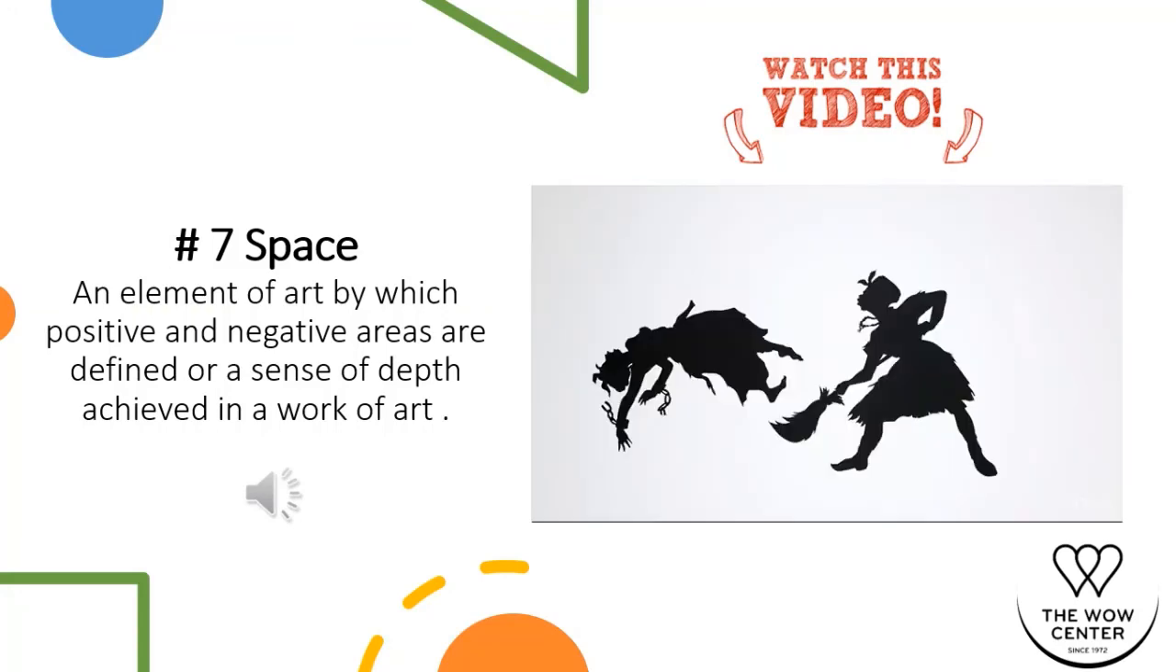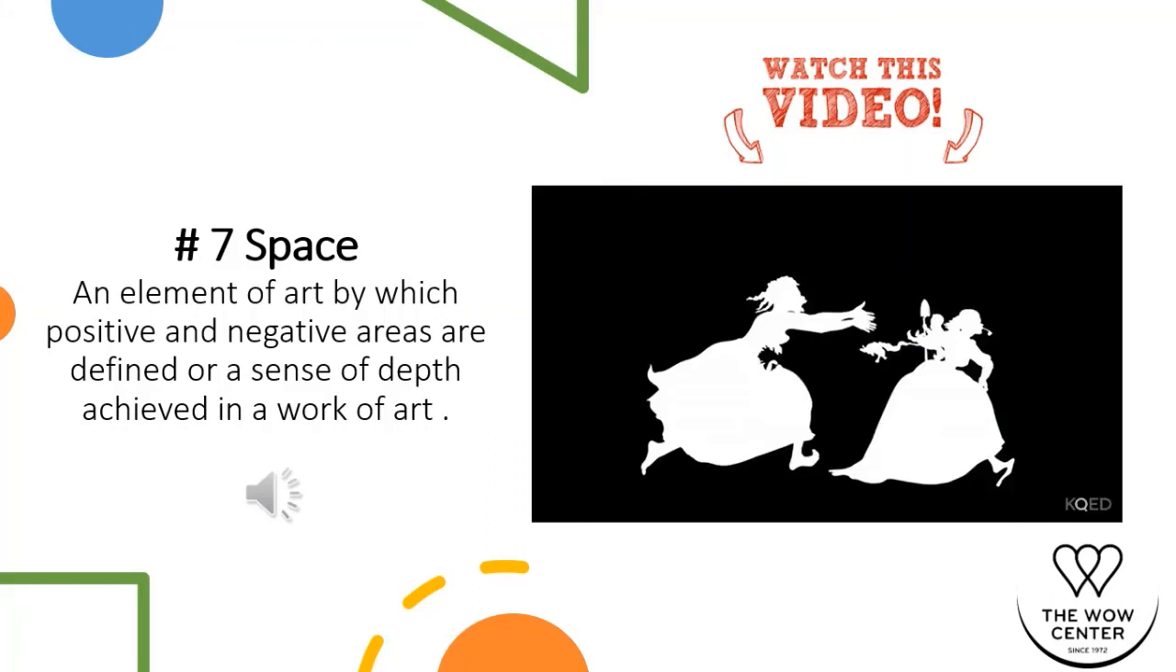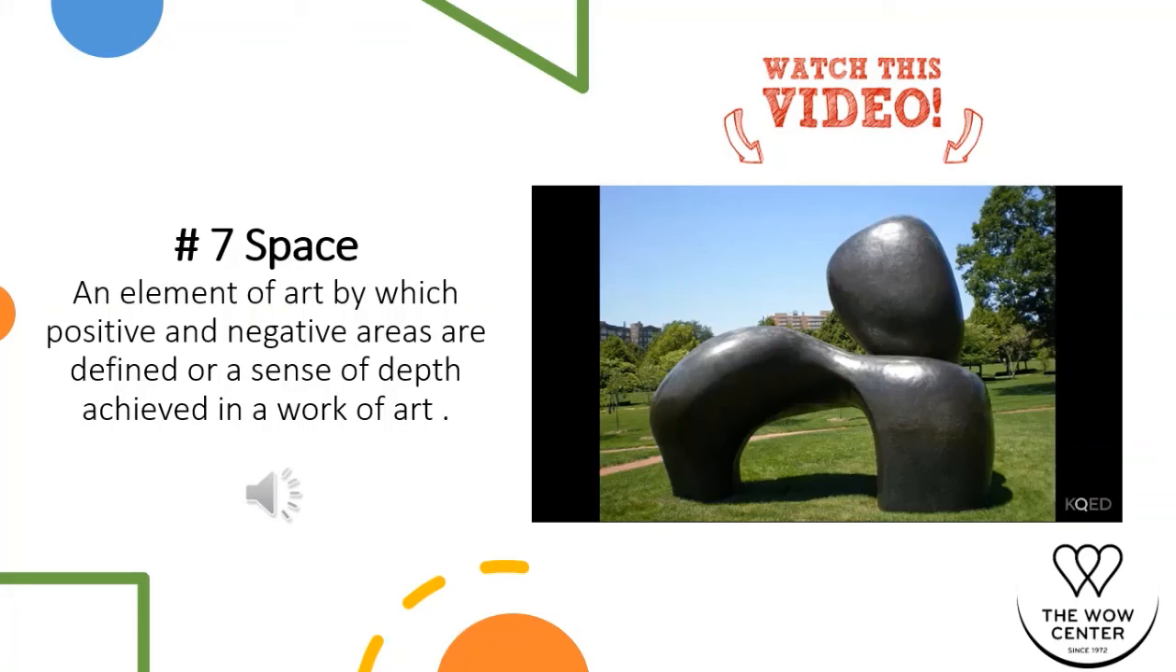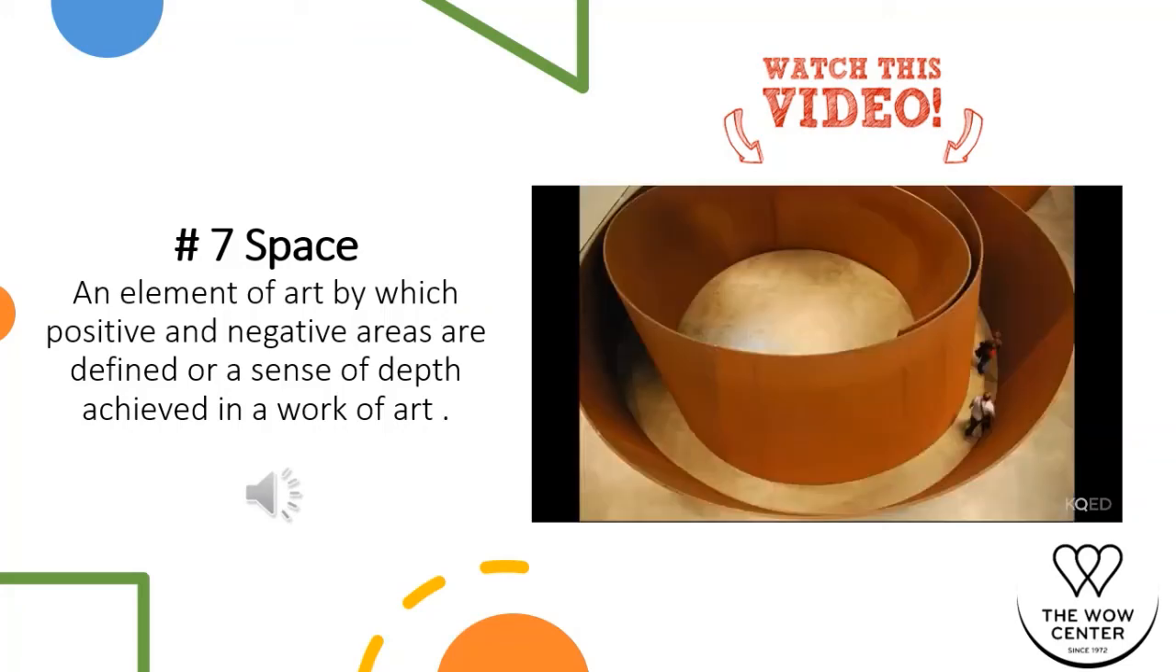The main objects in a work of art take up positive space. The area around them then is called negative space. Sometimes artists intentionally try to blur the boundaries between positive and negative space. In sculpture and other three-dimensional arts, positive space is the area the objects actually occupy, and negative space is all the other areas between and around the objects.